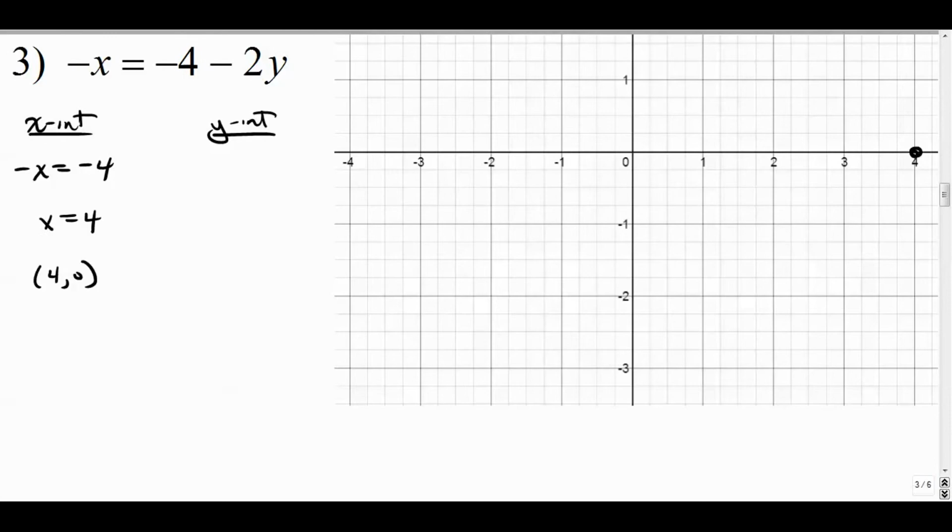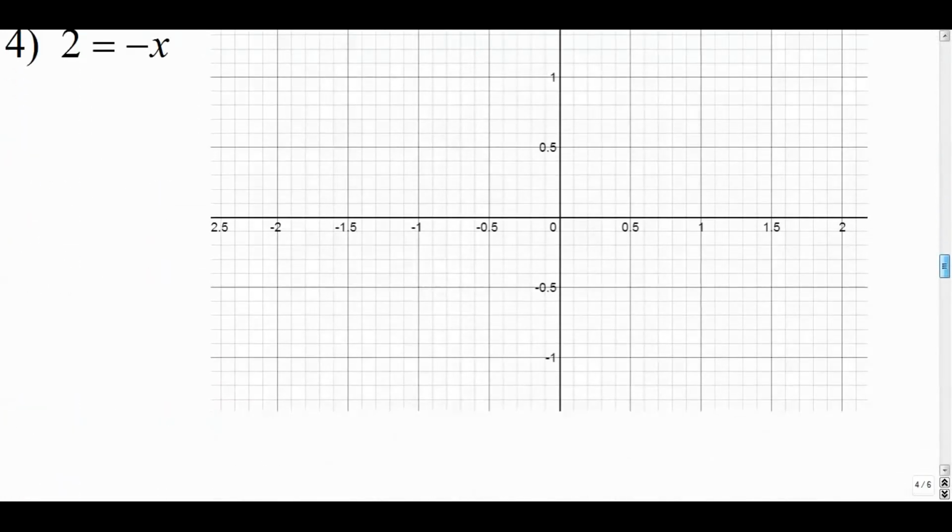It's over here. The y-intercept, get rid of the x and solve it. 0, negative 2. It's down here. Just like that, you've got 2 points. You can connect them with a straight line and go from there.